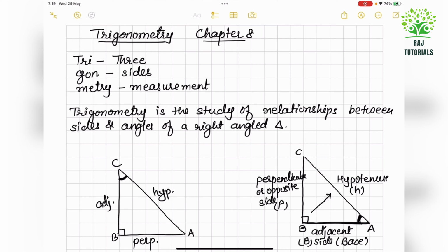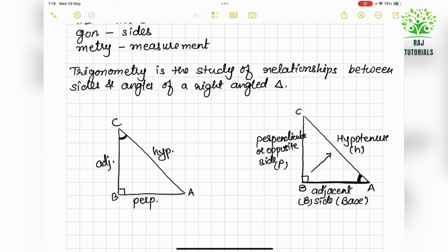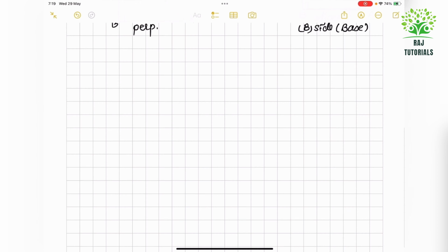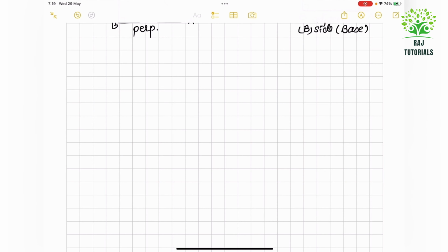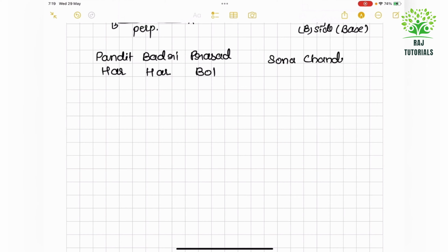Now with this, to remember the formulas here of sin theta, tan theta, there is a simple trick. You have to remember Pandit Badri Prasad, har har bole, sona chandi tol. Now see, there is a simple technique.